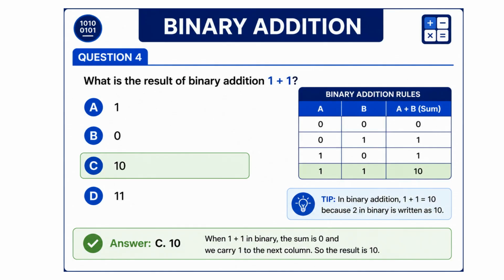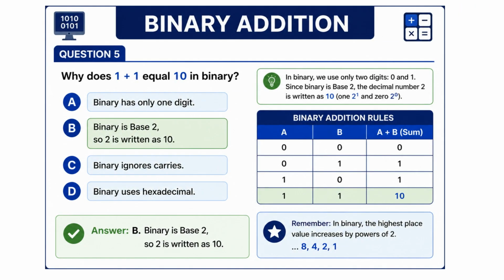Now let's look at an important binary addition rule. What is the result of 1 plus 1? In binary, 1 plus 1 does not equal 2. Instead, we write 0 and carry 1 to the next column. So, the result becomes 10. The correct answer is option C, 10.